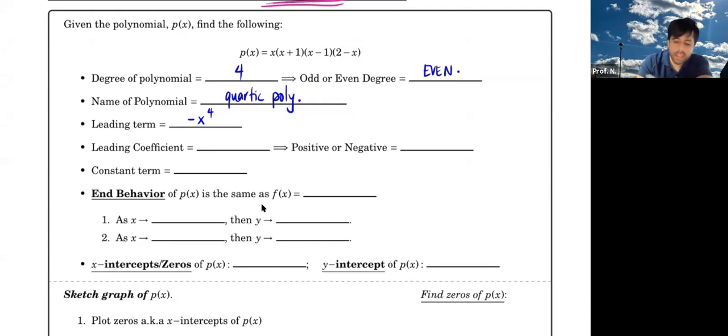Okay? And then the leading coefficient will be -1. It's going to be a negative leading coefficient. So then immediately, what do we have? Immediately, we know the end behavior. We know it. And the constant term here, what's the constant term? Oh, that's a good one. What's the constant term?